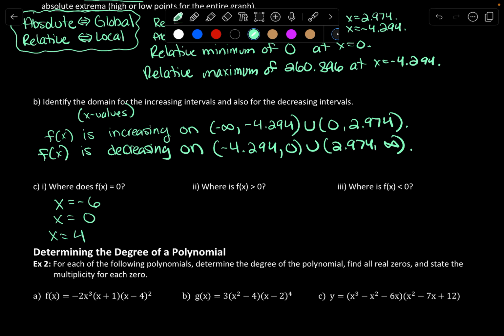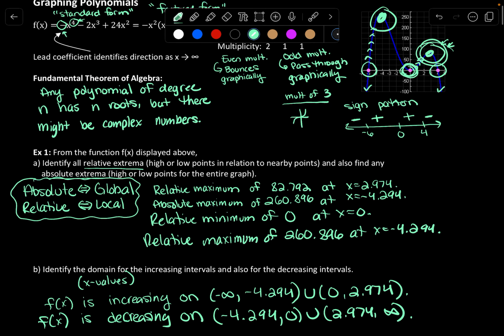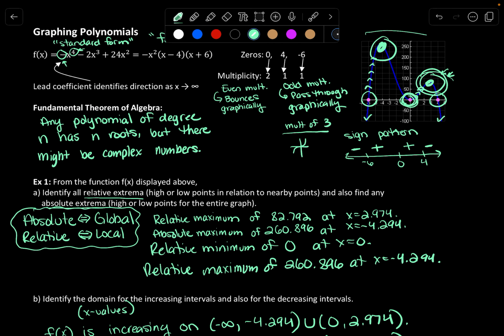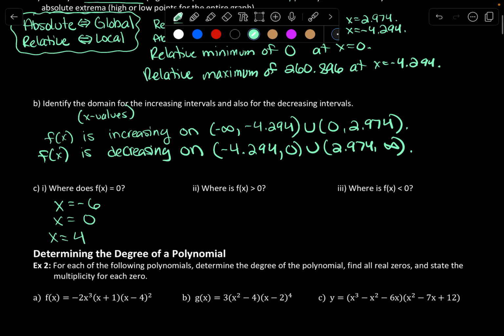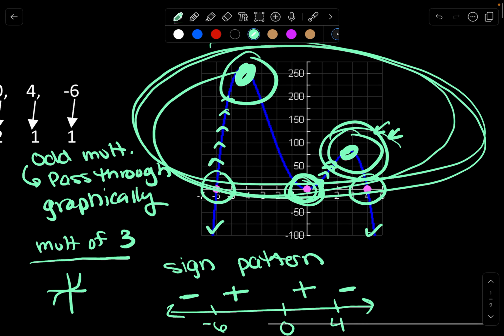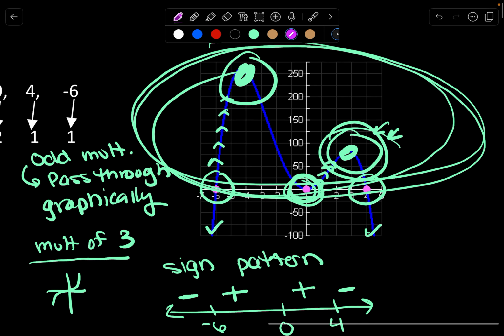And then where is f of x greater than 0? This is talking about the y values, and it's the y values that are above the x-axis. Not equal to, but above. So if we look at this graph, we'll use the x-intercepts. It is going to be positive from -6 to 0, and also from 0 to 4, okay?